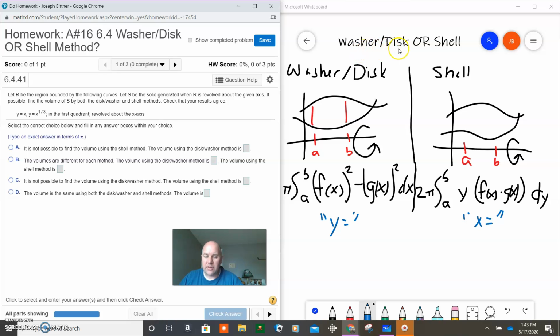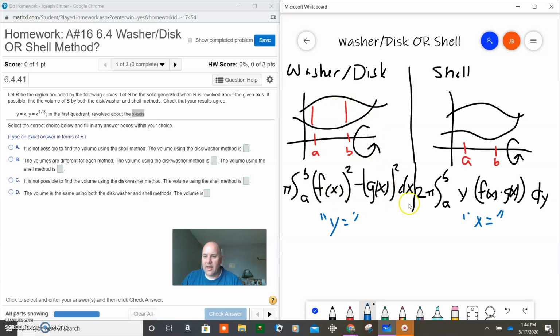Is it a washer or disc, or is it a shell method? First of all, I want to make sure you understand that washer and disc are really the same thing. A disc is just like a plate. It's solid. It has no holes in it. It's connected to the X or Y axis, whatever it's rotating around. In the example I put up here, rotating around the X axis, this would be considered a washer because it's not connected. But if this bottom graph wasn't there, this would be a disc.